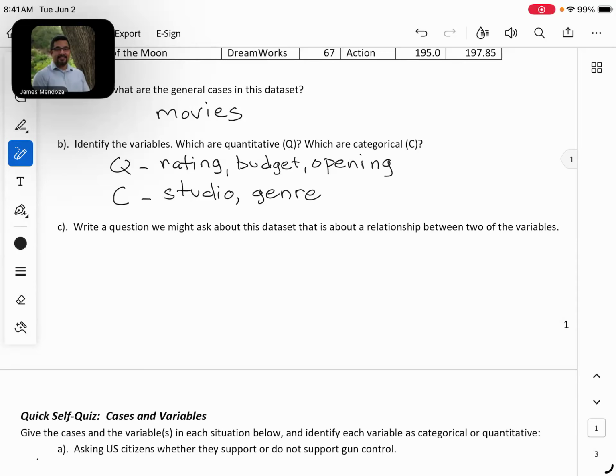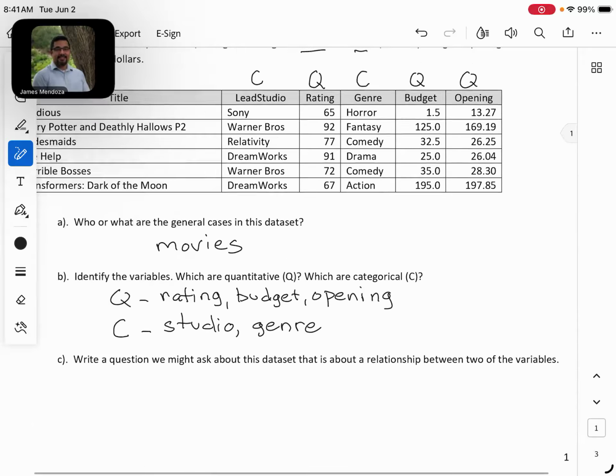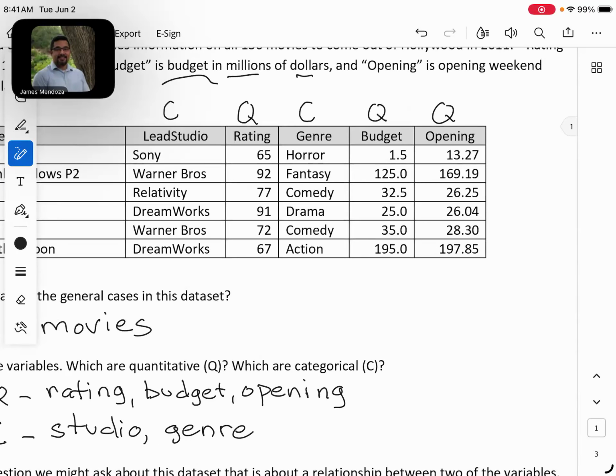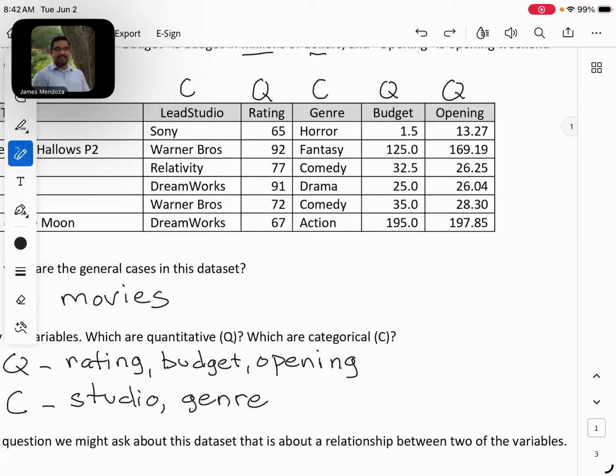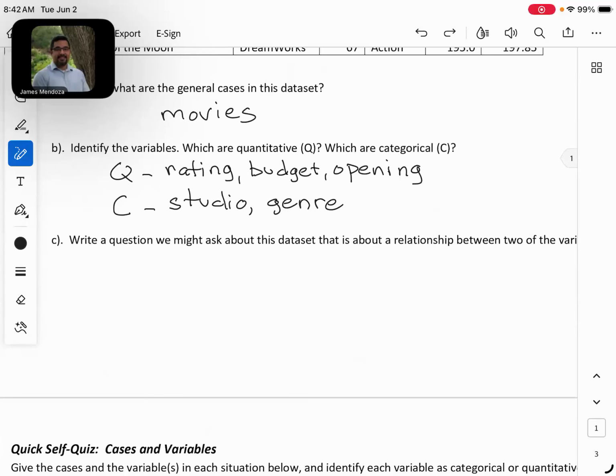Part C is asking, what is a question that you could ask that would require us to compare two different columns of information? And so this is up to you. We could do something like which studio tends to get better ratings, or which genres tend to cost more or have bigger budgets. There's a variety of questions that you could ask, but it just needs to make sure that your question would require us to look at these two columns to see whether there's a difference amongst the groups.